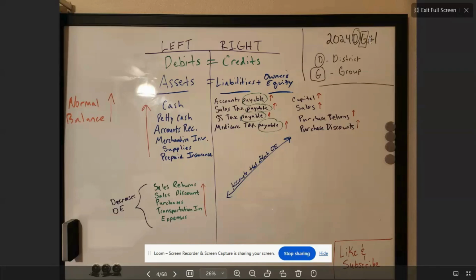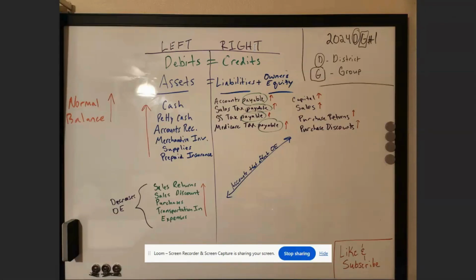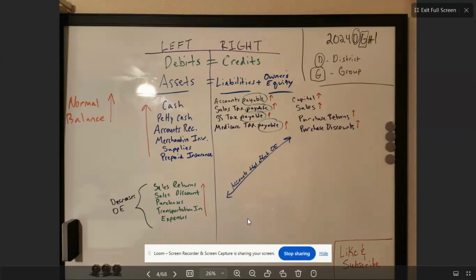So what we have done here is we have drawn a T. Here's a T. And we have labeled the T the left side and the right side. Then underneath it, we have put the accounting rule, debits equal credits. And then underneath the debits equal credits, we have put the accounting equation, assets equals liabilities plus owner's equity. Make sure you draw your T straight through the equal sign so that way you can clearly see the left side and the right side.